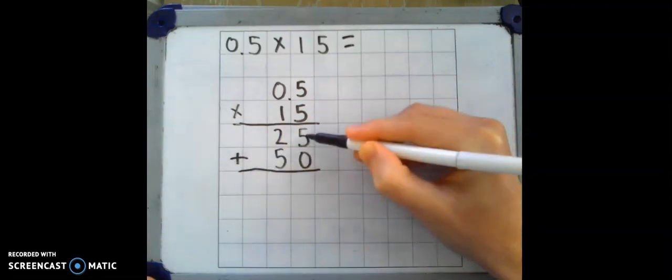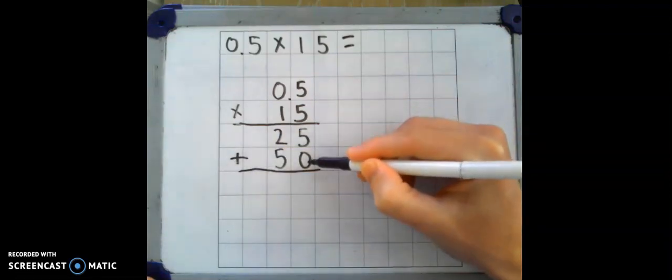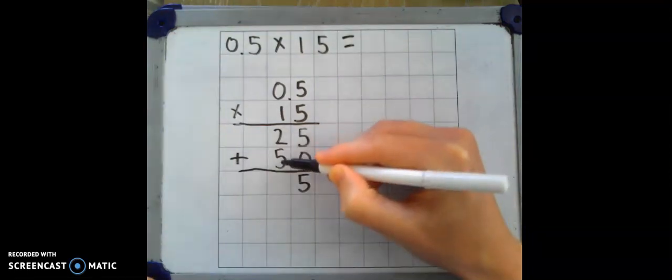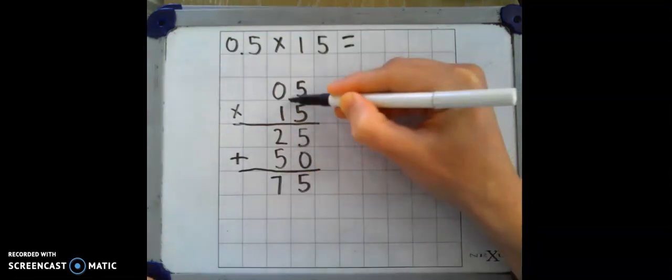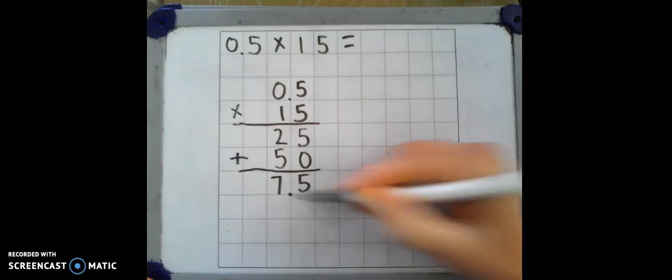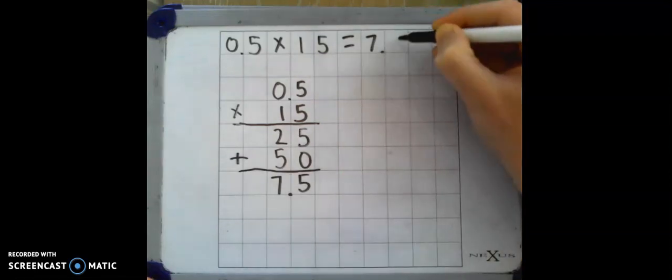Add those together. 5 and 0 is 5. 2 and 5 is 7. Decimal point. 7.5.